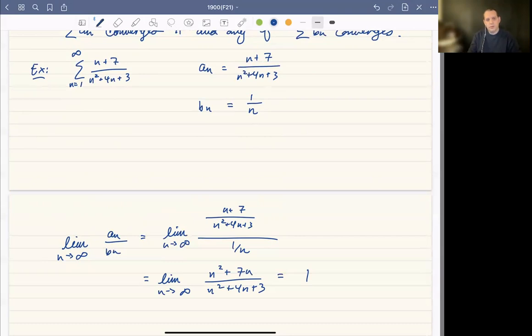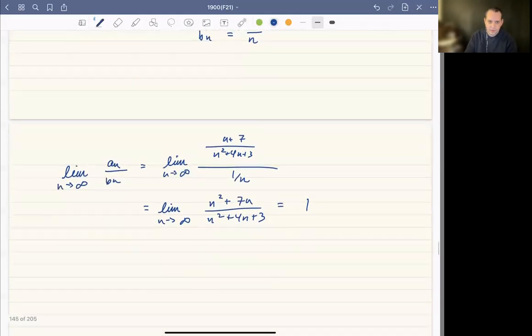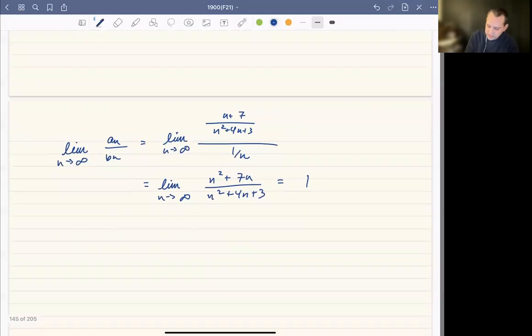And remember what we're doing here. We're comparing a sub n and b sub n. We took the ratio of those two sequences and took the limit of that ratio. The limit was positive and finite. It happened to be 1. Like I said, most of these values will turn out to be 1 if we choose our sequence b sub n carefully enough. And because it's 1, what happens to the sum of n plus 7 over n squared plus 4n plus 3 is determined by what happens to the sum of 1 over n.